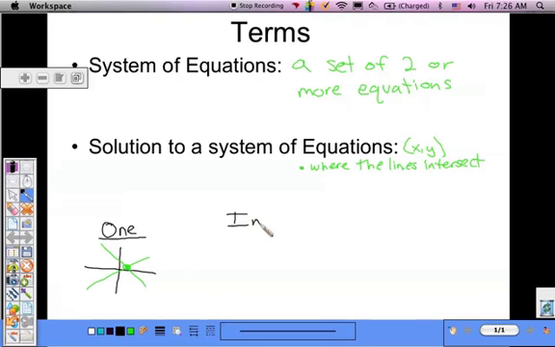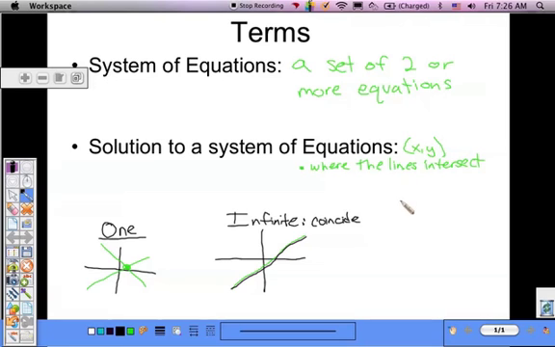It might have infinite solutions as well. If you were to graph two lines in this case, here would be your one line, and your second line, it would be the exact same. Another way of writing this is your lines coincide.